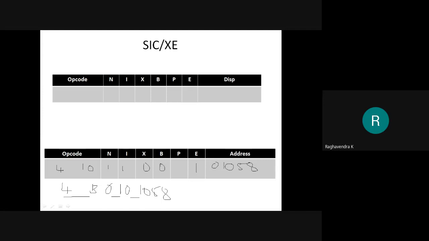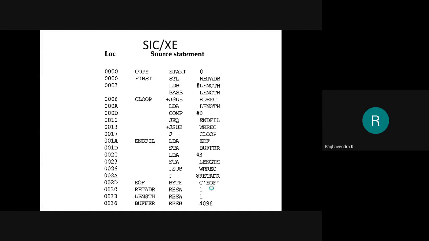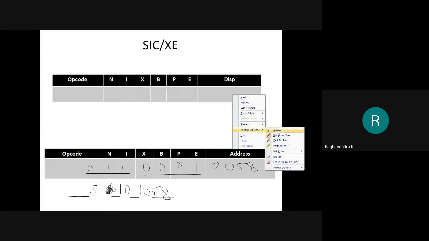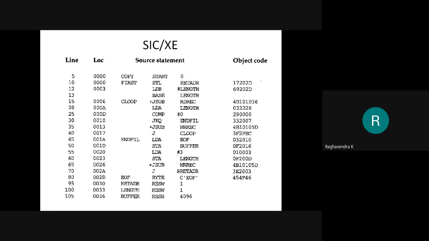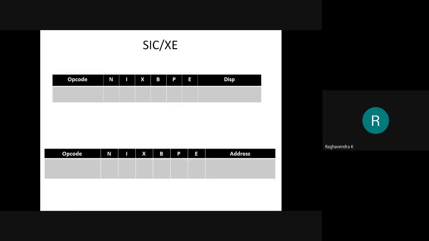Just a second. 0001, right? So this is 4B1, sorry, 4B10. So 4B101058. So 1 byte, 2 byte, 3 byte, 4 byte, right? So this is how you assemble an extended format instruction. If you do that, then this is how we will get the opcode.